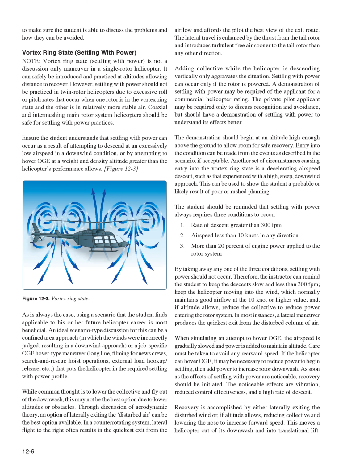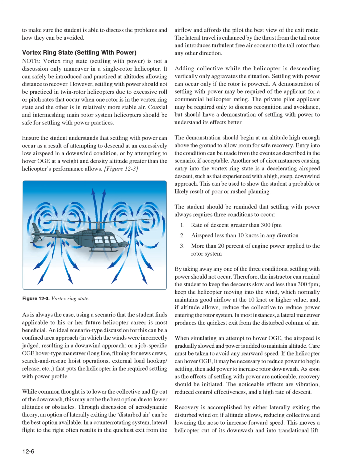An ideal scenario-type discussion for this can be a confined area approach, in which the winds were incorrectly judged, resulting in a downwind approach, or a job-specific OGE hover type maneuver, long line, filming for news crews, search and rescue hoist operations, external load hookup/release, etc., that puts the helicopter in the required settling with power profile. While common thought is to lower the collective and fly out of the downwash, this may not be the best option due to lower altitudes or obstacles. Through discussion of aerodynamic theory, an option of laterally exiting the disturbed air can be the best option available.